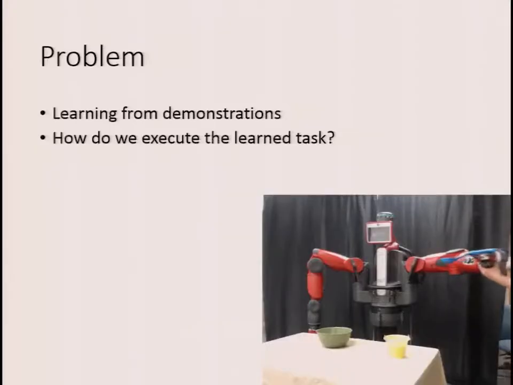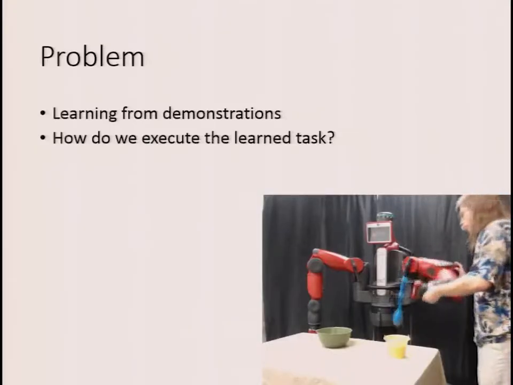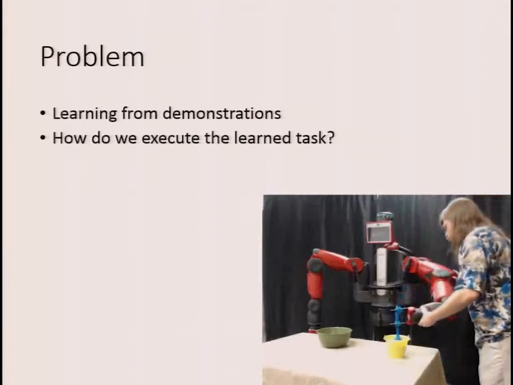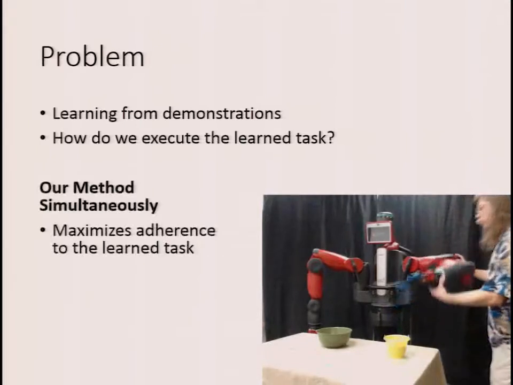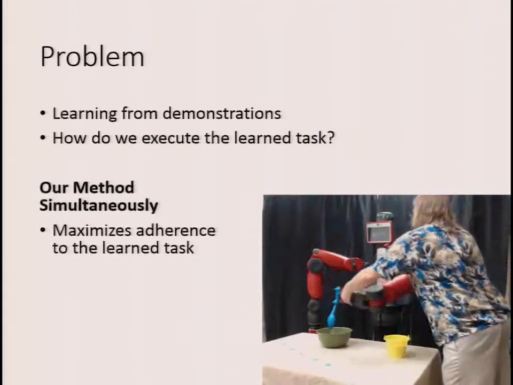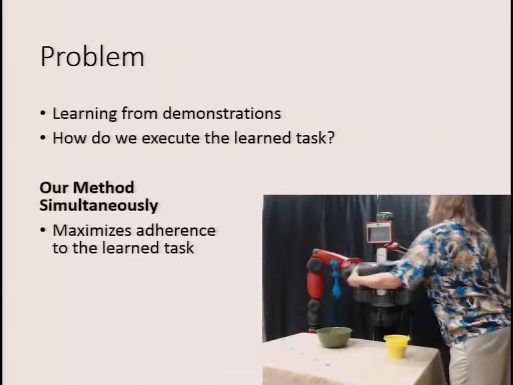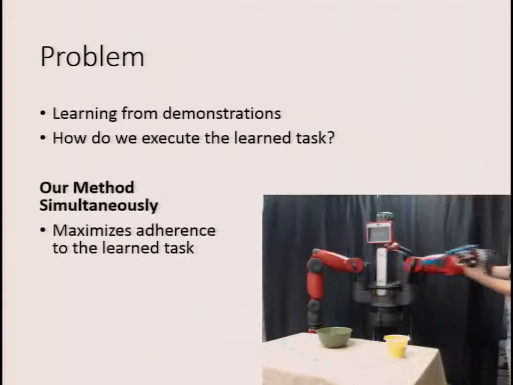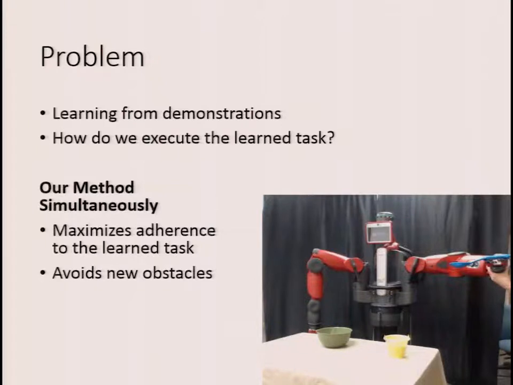The powder transfer task was learned from human-guided demonstrations, like the one shown in this video. Task execution in this context poses a number of challenges which have not been addressed together in prior work. First, during execution, we maximize adherence to the learned task. Second, we avoid new obstacles not present in the demonstrations. And finally, we quickly react to the movement of landmarks, like the green bowl.